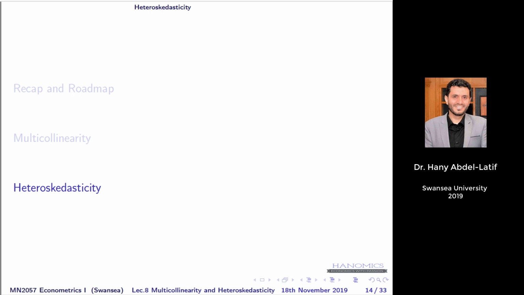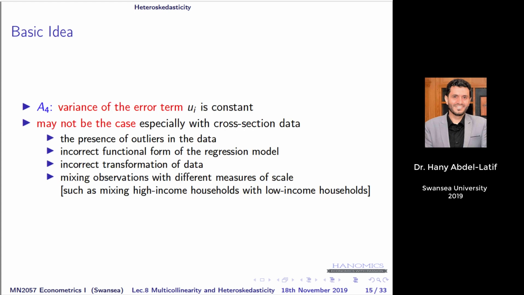We'll move on now to talk about heteroskedasticity. As I said in the beginning, we're going to cover two assumptions. The first one was assumption 6, which we already covered in the first half of the lecture. In the second half of the lecture, we want to talk about heteroskedasticity, and that was assumption 4. In assumption 4, we assume that the error term has a constant variance. A constant variance, so it is not usually the case.